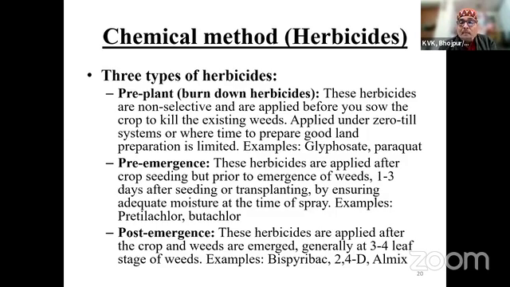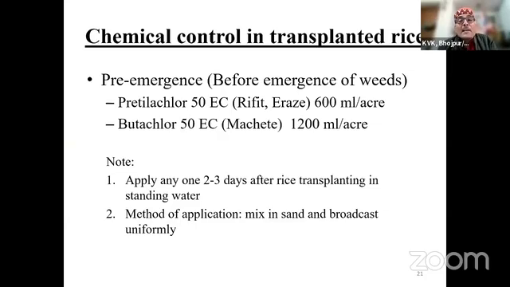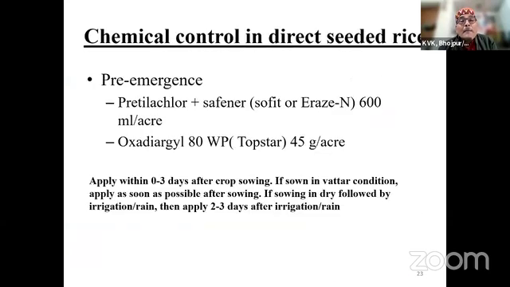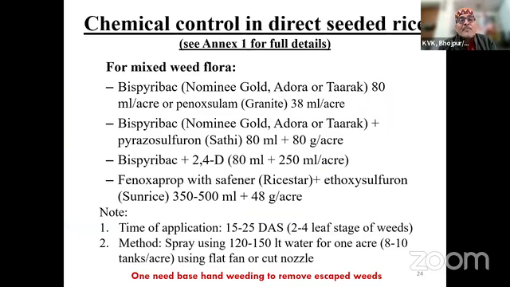Similarly, in case of sugarcane, if we are going for sugarcane and potato cultivation, then metribuzin is a very good weedicide which can be utilized for these conditions. Again, the chemical control for transplanted rice is pretilachlor, butachlor. These are a few formulations. In DSR also, pretilachlor and Stefner are good. These give very good results.